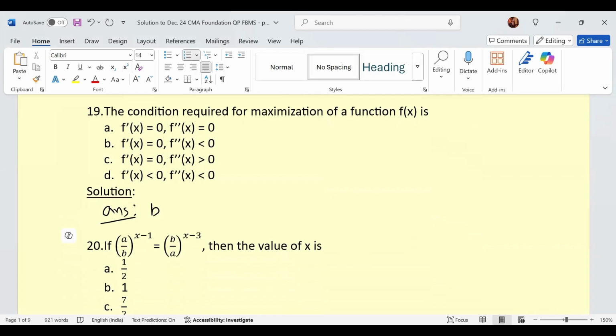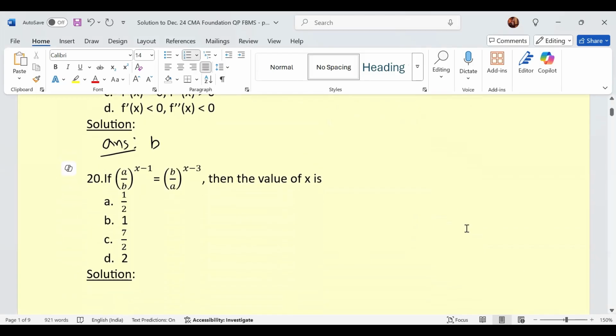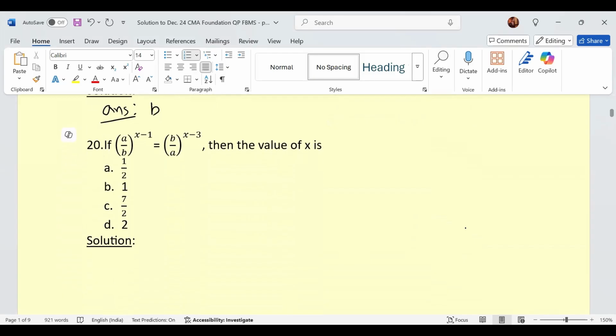Let us move on to the next one. If a by b to the power of x minus 1 is divided by b by a to the power of x minus 3, then what is the value of x? We can rewrite this as a by b to the power of x minus 1. In the right hand side, if we invert it to a by b, the power's sign will change, so it becomes 3 minus x.